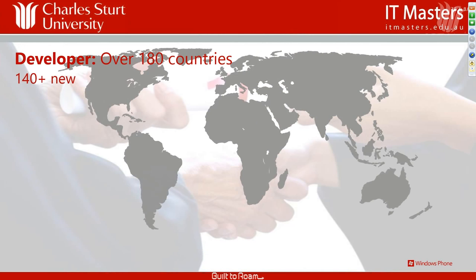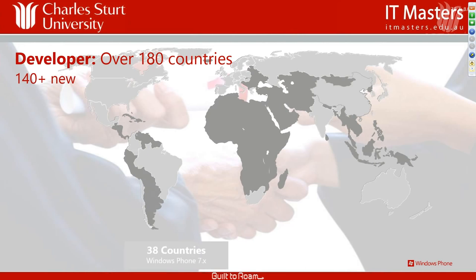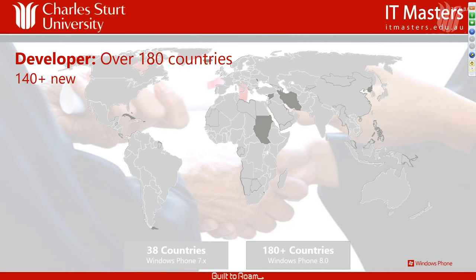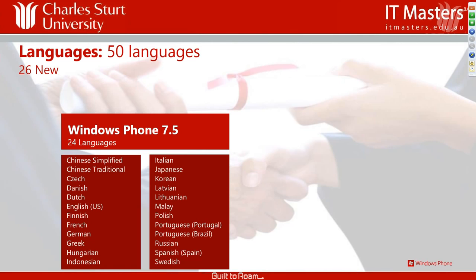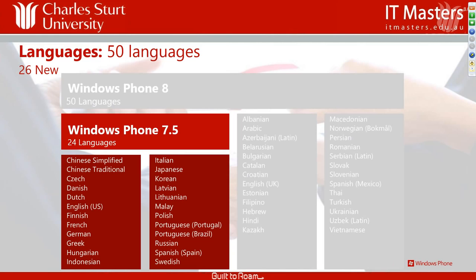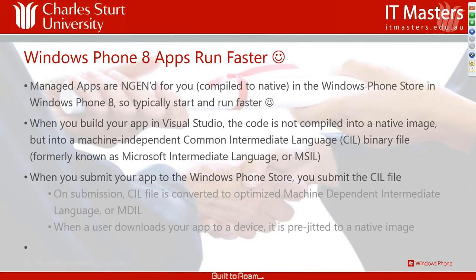In terms of developer, we've now got 140 new countries that we can target. So 38 countries up to 180 countries. In terms of language support, we've gone from 24 languages through to over 50 languages now supported by Windows Phone 8. One of the most significant things about Windows Phone 8 apps is that they now run faster.